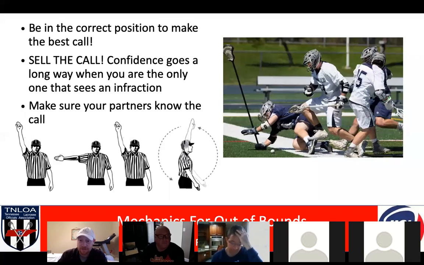Mechanics for out of bounds restarts, just like the one we had: be in the correct position to make the best call and sell the call. Confidence goes a long way when you're the only one that sees an infraction. If you're the only one that sees the guy's toe on the line and it's right next to a coach, sell it. Sell it as big as you possibly can. Make sure that your partners know the call as well.